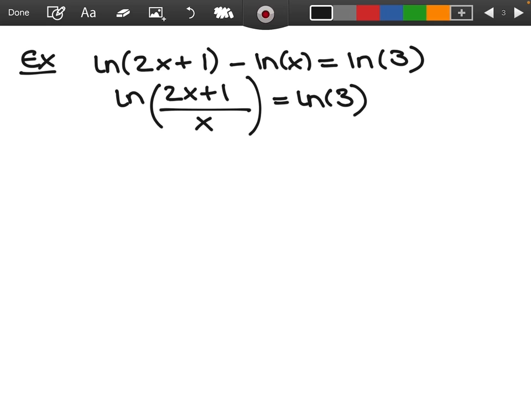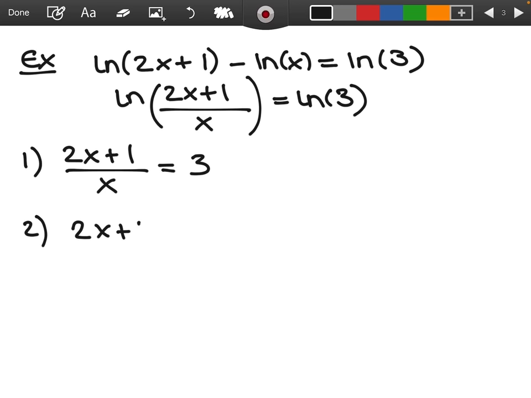Okay. Now we proceed in the same way as before. So the first step is we're going to set those arguments equal to one another. That would be the same thing as raising both sides as a power of e, that constant. Like I said, that's like inverting that natural logarithm. Then our second step was to solve for x. So I'm going to multiply both sides through by x. I'll subtract 2x from both sides, and that will just leave me with x is equal to 1.